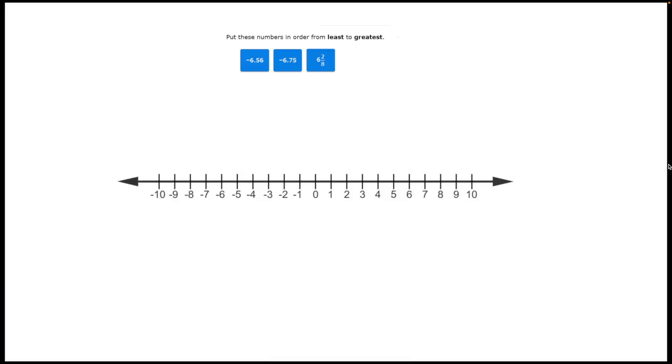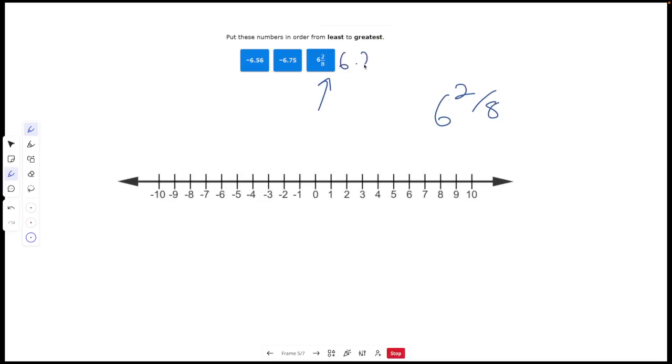Okay, for this problem, you'll notice that we have two negatives, one positive. So right off the bat, remember that a positive is bigger than a negative, so this should be the greatest number. So at the end of my list is going to be 6 2/8. Okay, if we wanted that as a decimal, it's 6.25. Now, for negative 6.56 and negative 6.75, if we put these on a number line, negative 6.56 might be here. Let's call that negative 6.56. And then let's use a different color. Negative 6.75 would be somewhere in here.